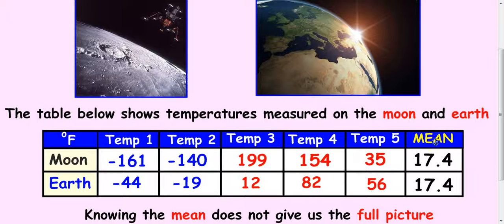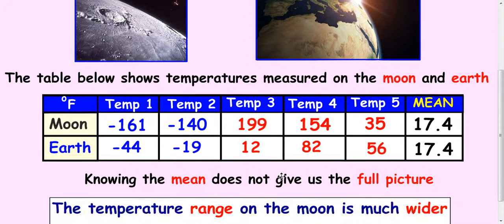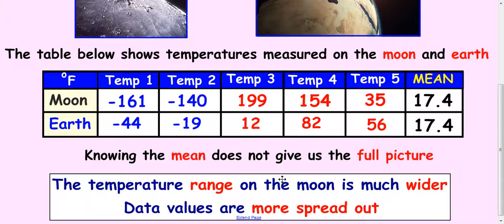Which seems a bit strange, then, we're saying that the average temperature on the Moon and the Earth are just the same. But you can see that the temperatures on the Moon were far lower and far higher. It's just when they're averaged out it comes to the same value. So sometimes the mean doesn't give us the full picture, we need a bit more. We need something to show a measure of spread, how spread out the information is.